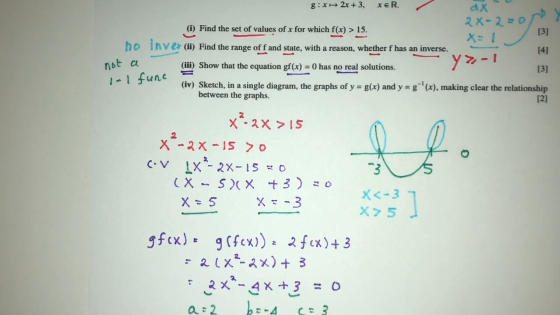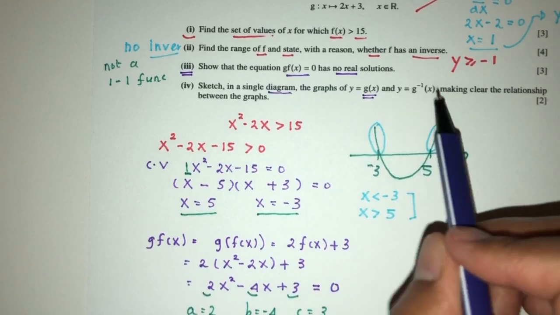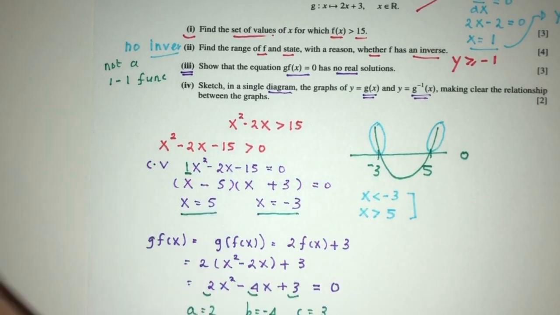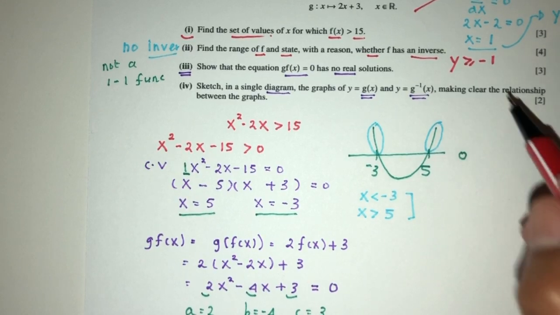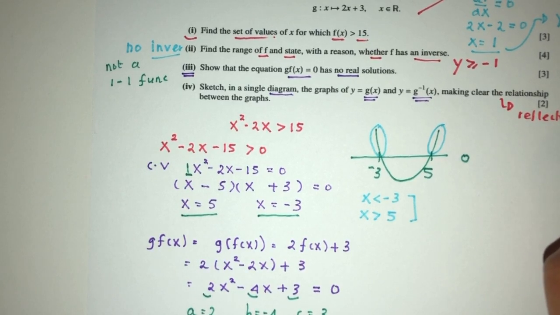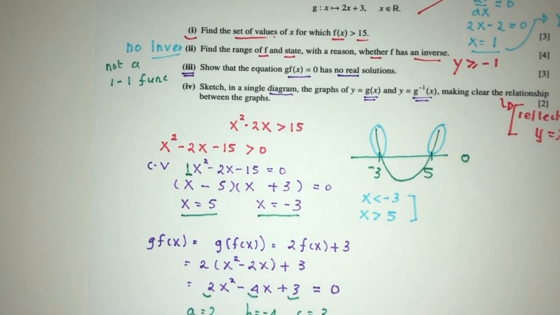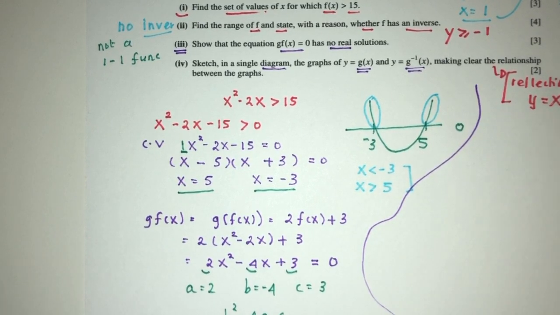Now for the last one, sketch on a single diagram the graph of g of x and of its inverse, making clear the relationship between the graphs. So as you guys must know by now, there's only one kind of relationship between a graph and its inverse. It is simply a reflection in the line y equal to x. Always going to be that case. The sooner you learn this, the better it is. So that's always the relationship between them.